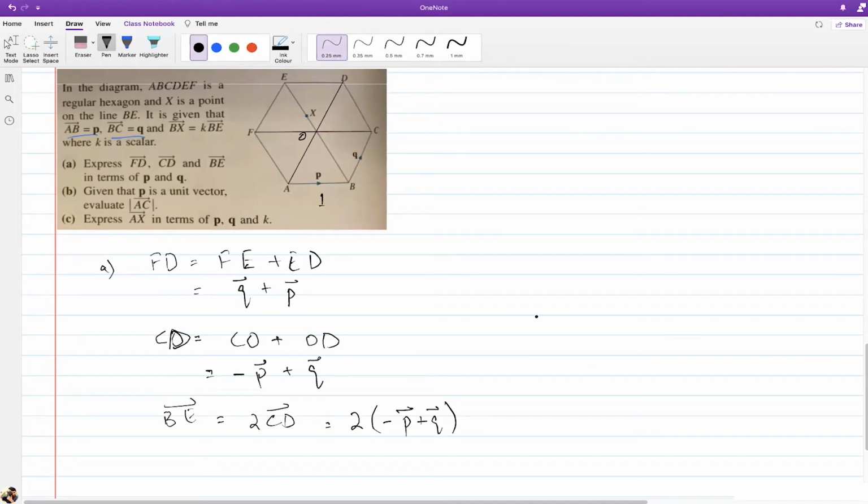Going from A to C, I can say that I'll go from A to O and then from O to C. And what is AO? AO is just like BC and OC is just like AB. So I'm just replacing them. And BC is Q and AB is P. And so I know it's a regular hexagon. That means the length of AC is the same as the length of AO plus the length of OC.